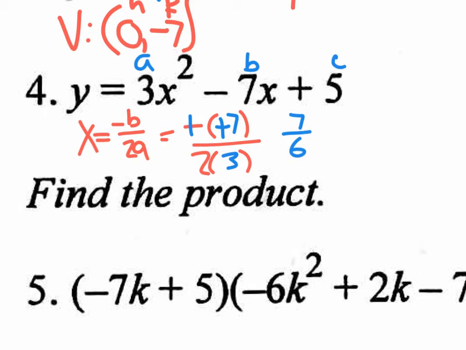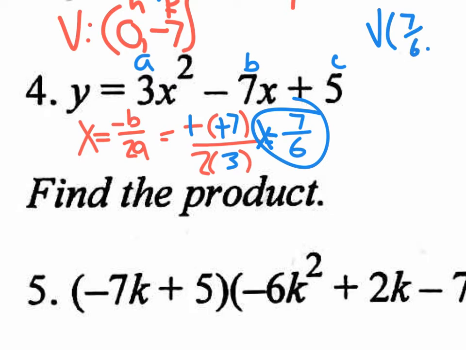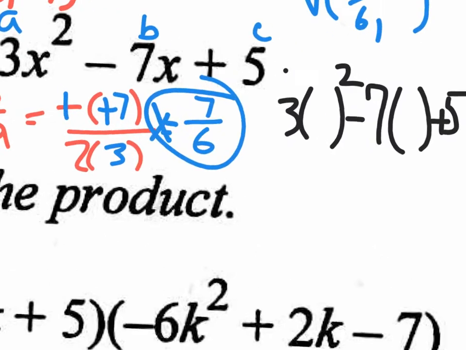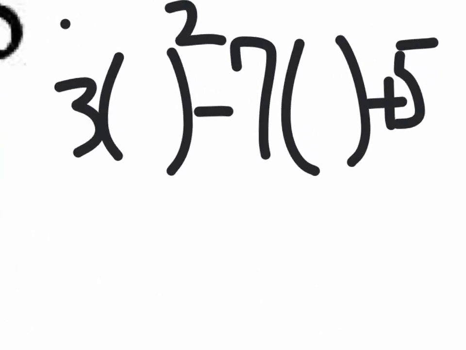So if you want to, this is your x value right here. This is your x value of your vertex, 7/6. So the vertex x value is 7/6. And we need to find the y value. And to do that, you'd have to rewrite this whole quadratic trinomial equation. And of course, we'd have to plug in the 7/6 right into those parentheses. This is going to get really ugly.